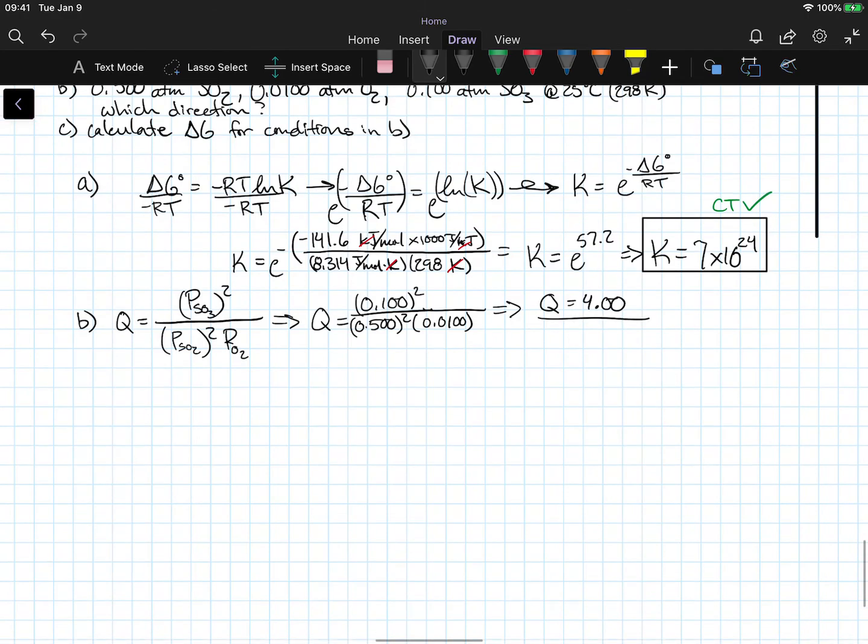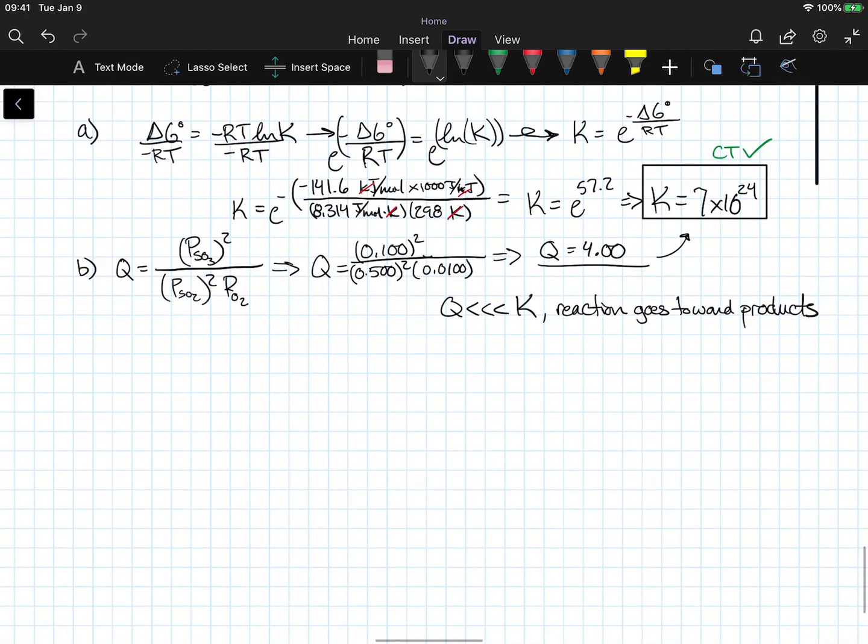Which direction is the reaction going to go? We always have to compare Q versus K, and we just calculated K right up there. Q, 4, is much less than 7 times 10 to the 24th, so Q is less than K. This reaction is going to go to the right. It's going to favor products. So we say the reaction goes towards products.